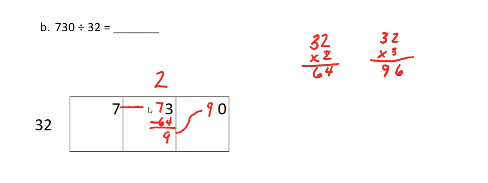So we'll drop back and use 2 groups again. 2 groups was 64, and I can subtract that. It will take me 6 to get to 70, and then 20 more to get to 90. So that would be 26, and that's my remainder. So 730 divided by 32 is 22 groups with a remainder of 26. So we're going to use that estimating and as much mental math as we can to work through these problems that have 2-digit divisors.